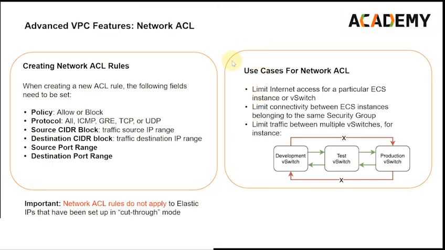Now if we move forward, as you can see, we can create network ACL rules like policy, allow or block, which protocols like ICMP, Internet Control Message Protocol, GRE tunnels, TCP, Transmission Control Protocol, or UDP, User Datagram Protocol, right? We have the source CIDR block available where we can allow or deny the traffic. We have destination. The source port range might be possible, we have more than one port, so we can use that, and the destination ports. As you can see, the use cases: development vSwitch, production vSwitch. So between development vSwitch to production vSwitch are blocked, but development vSwitch to test vSwitch are allowed. So this is how it works.